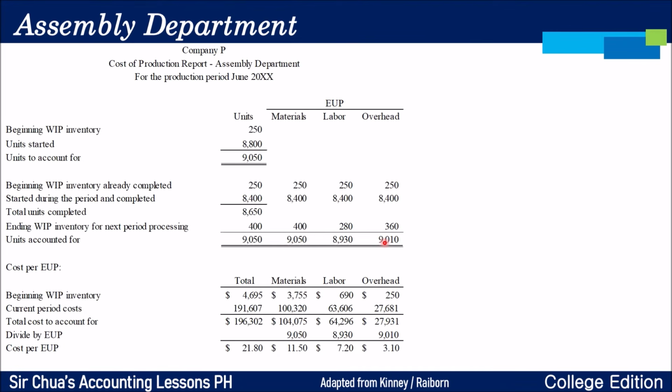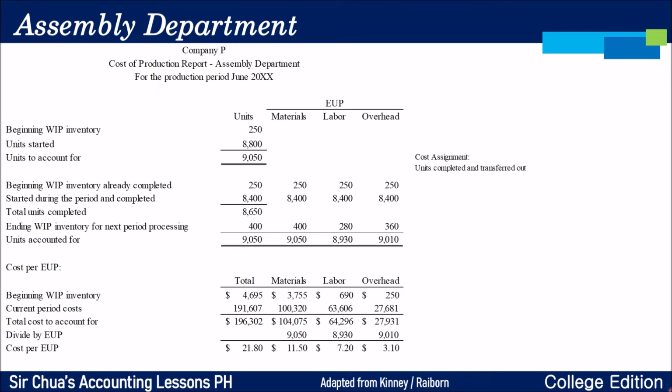If you already have your cost per EUP, you are ready to assign cost to the production. Okay, so let's go back to the completed cost of production report for the assembly department. Okay, this is how you do your cost assignment. So mag-a-assign na tayo ng cost based sa nangyari sa assembly department. Remember that we already have units completed and transferred out. When we say transferred out, the units are already done in the department. That's why we transferred it out going to the next department, which is the finishing department.